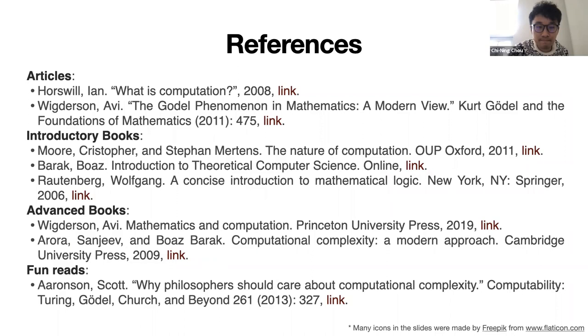I saw on the Q&A, someone asked, how do we know that there are more questions that are uncomputable than computable? This is a good question. I'm not sure about your mathematical backgrounds, but let me make an analogy, and the reasoning is exactly the same.